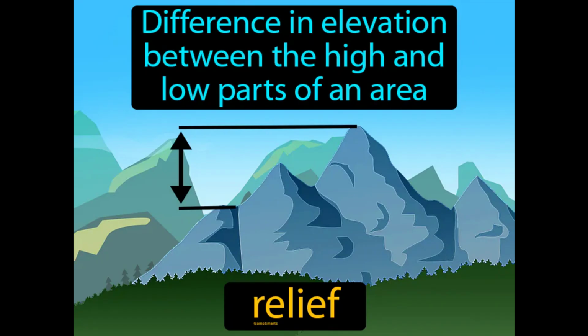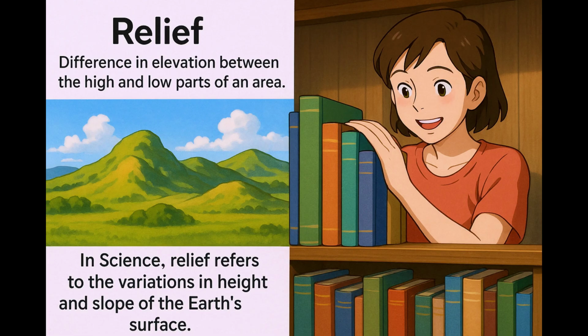Difference in elevation between the high and low parts of an area. Relief. In science, relief refers to the variations in height and slope of the Earth's surface. Imagine trying to arrange a set of books on a shelf so that they all stand evenly, but some are taller and some are shorter.